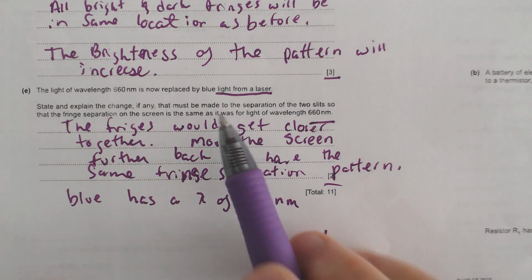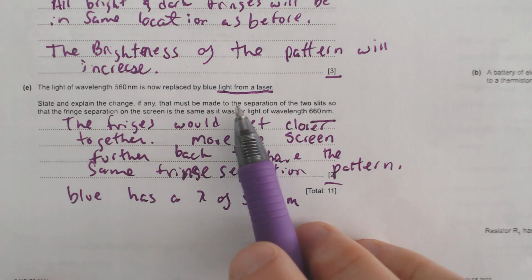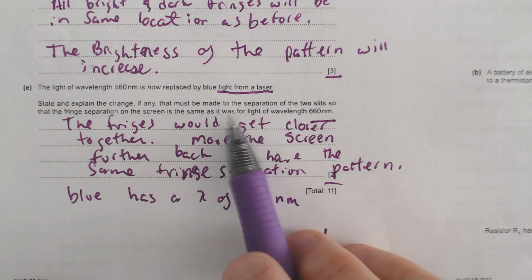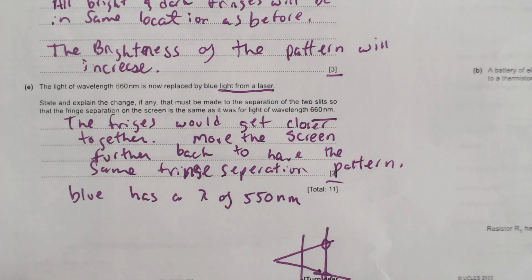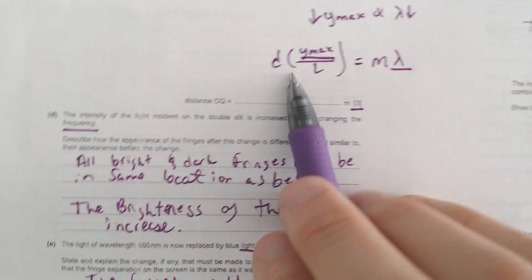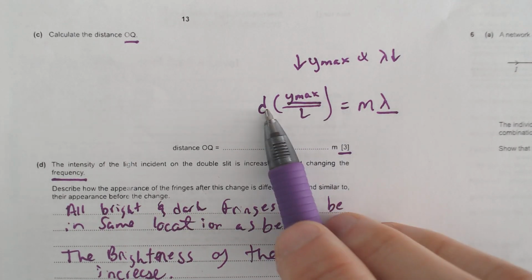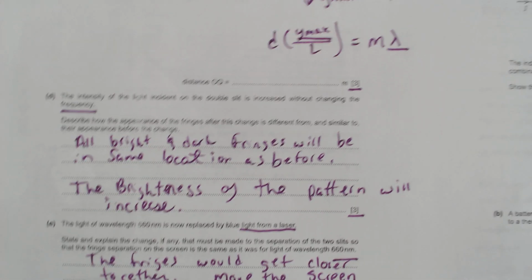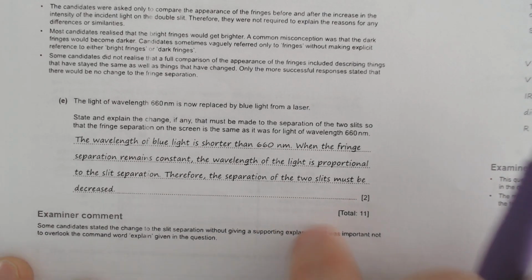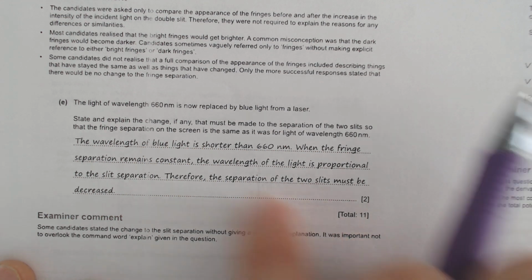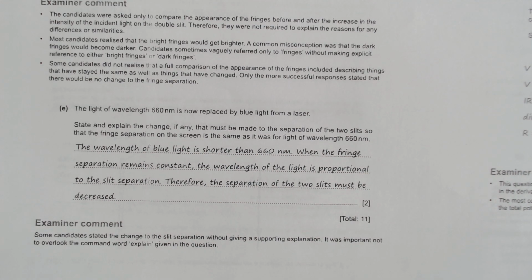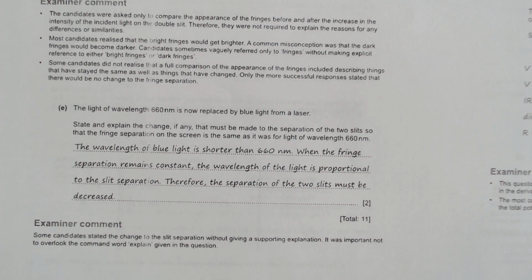I explained it in terms of where should the screen be, but what should happen to the slit separation was the actual question. The slit separation would need to counteract that. If the y max goes down, then the slit separation should go down to counteract it. I did y max and the length away from the screen. Let's read that. I'm sad. I got something wrong. But that is the end of this video. Take 2.